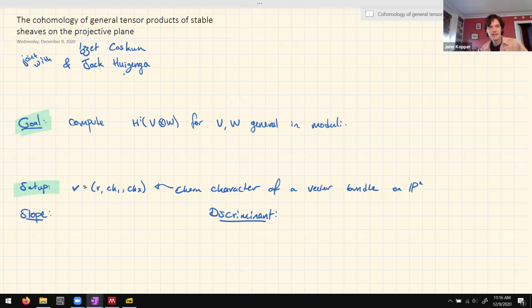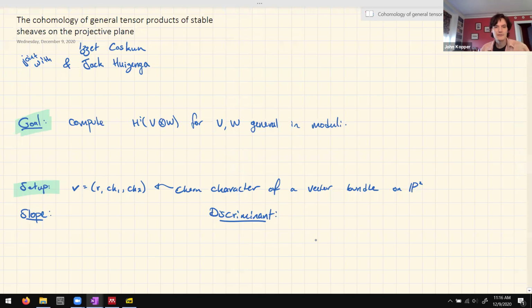And the plan today is to do exactly what the title of the talk says, which is to compute the cohomology of general tensor products of stable sheaves. And maybe let me say a couple things before I get into the details. The first is that we've done a lot of this type of thing this week. We've seen a lot of these definitions, so I might be a little cavalier and not define things. So if you feel like I need to define something for you, please ask me to do so.